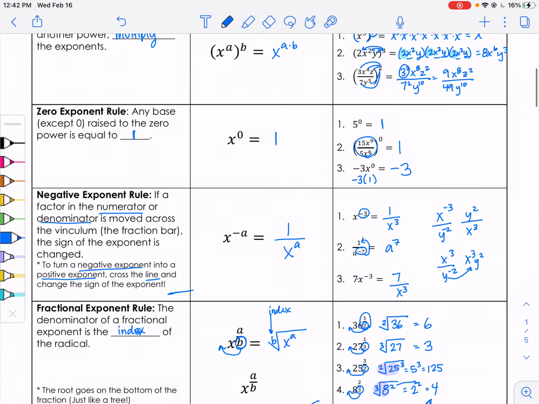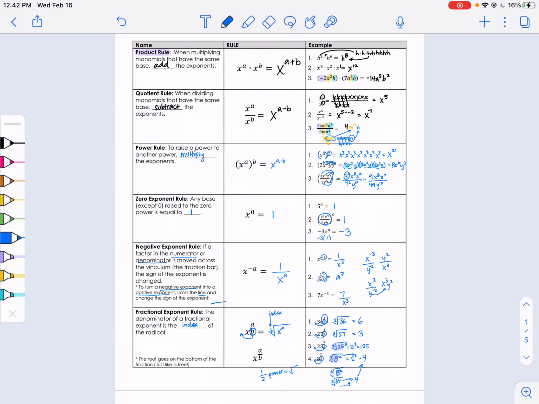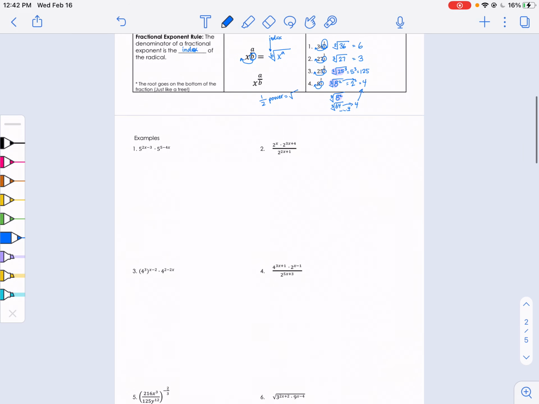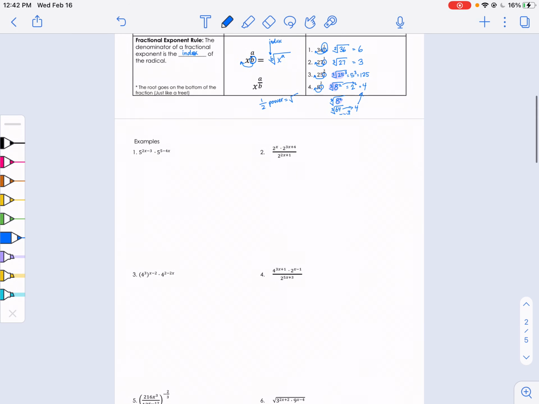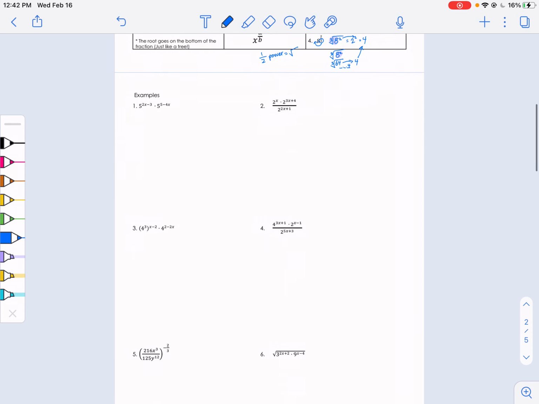So these are my exponent rules. We use them in unison with each other, right? So whenever we see multiplying, adding, dividing, subtracting, etc. Right? So we're going to see some examples here, and we'll be able to use those rules to combine.